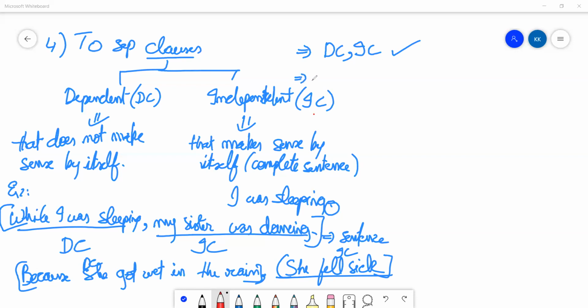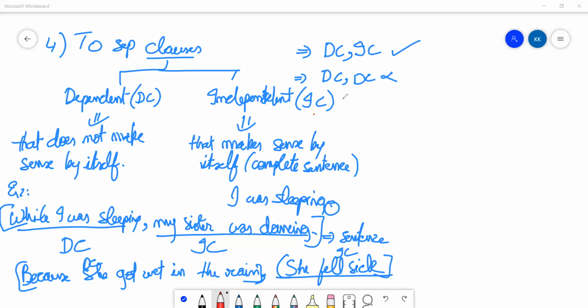Many people have this doubt: ma'am, can two dependent clauses come together and make one sentence? DC, comma, DC. Is that possible? No, ma'am. That is not possible. DC, comma, DC is always wrong. Understood?